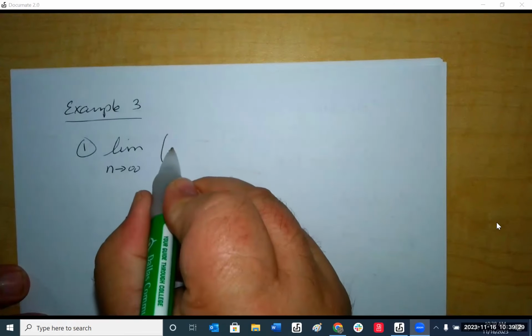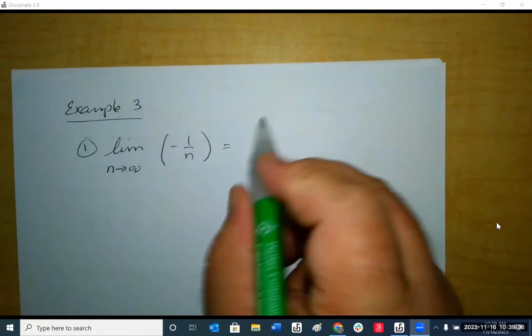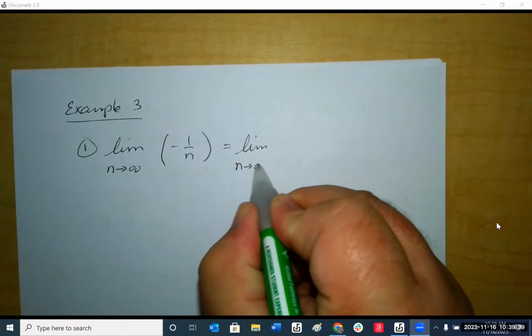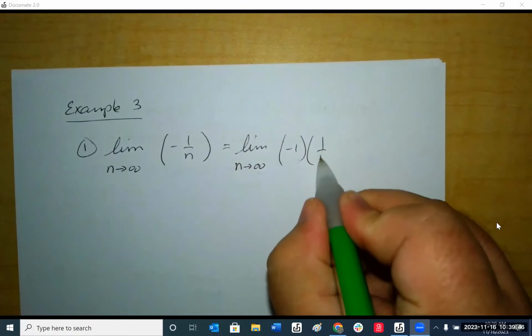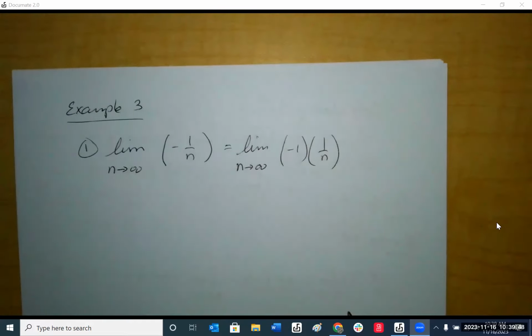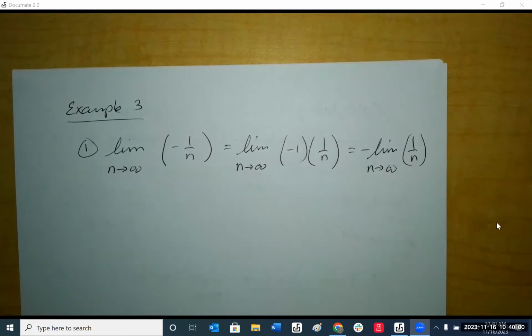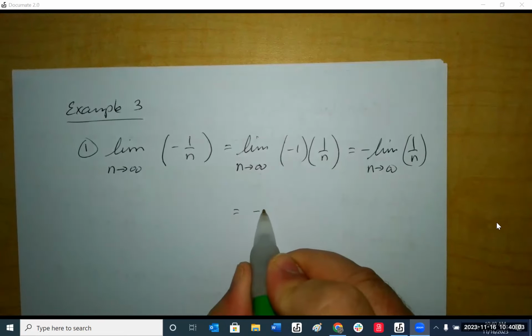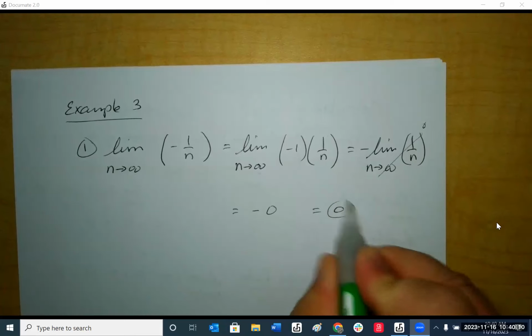Example 3. The limit as n approaches infinity of negative 1 over n. That's a negative, it goes out in front. So we have negative the limit as this goes to infinity, this one goes to 0. That's 0.